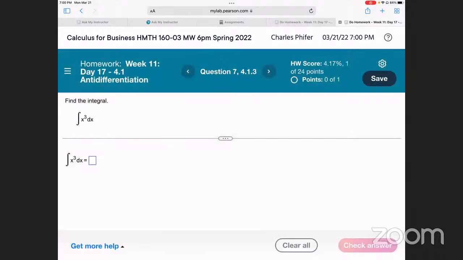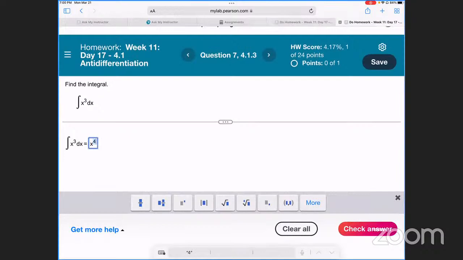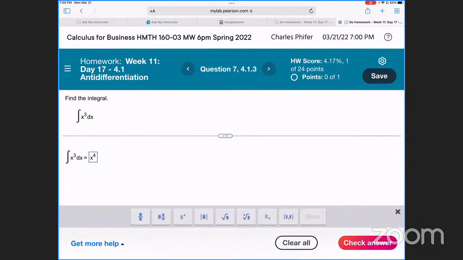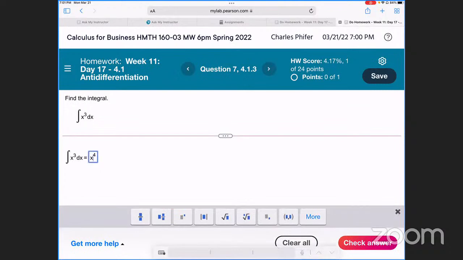For this one, you add 1 to the exponent, so it's going to be x to the 4 over 4 plus c. This is one that we did today. x to the power of 4 over 4.